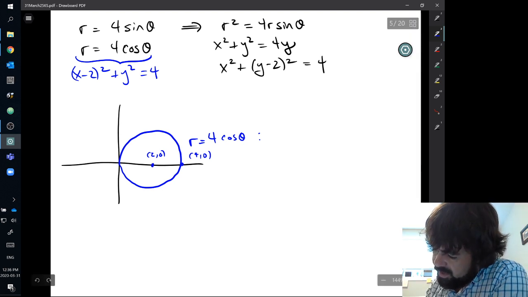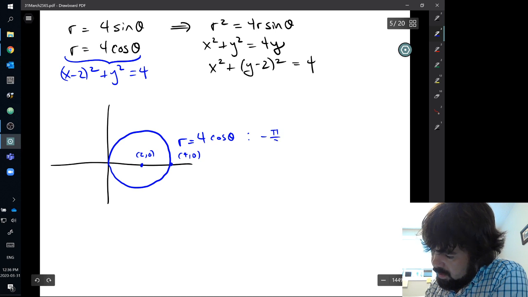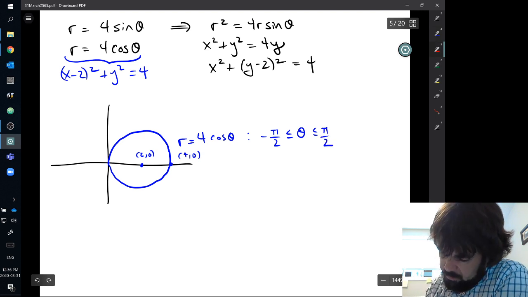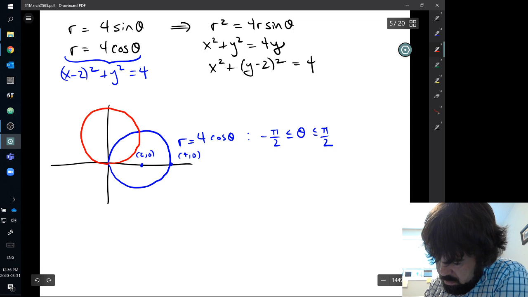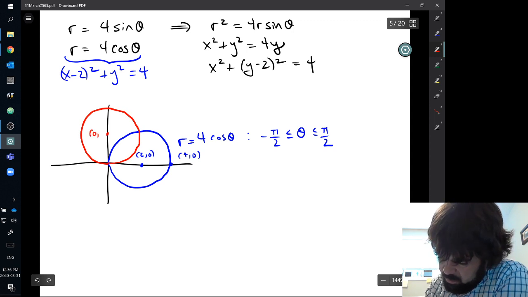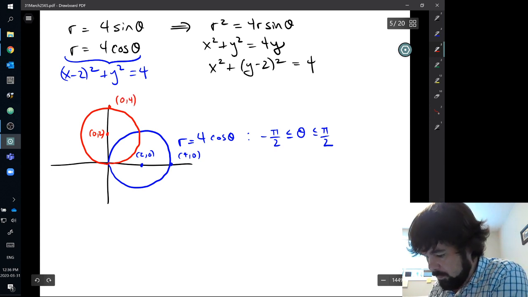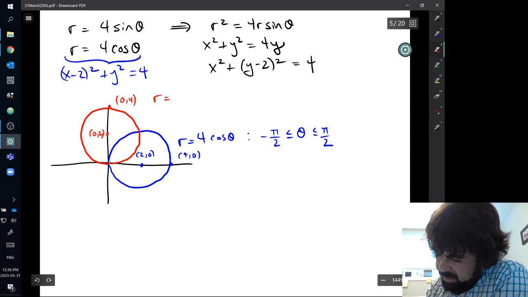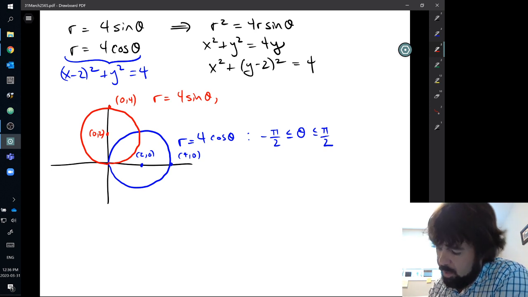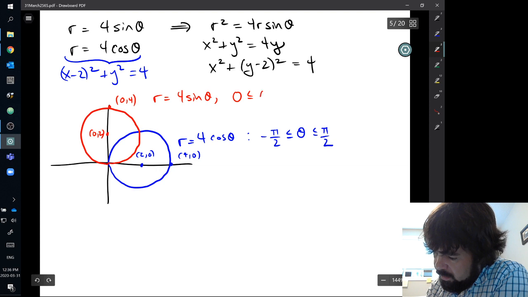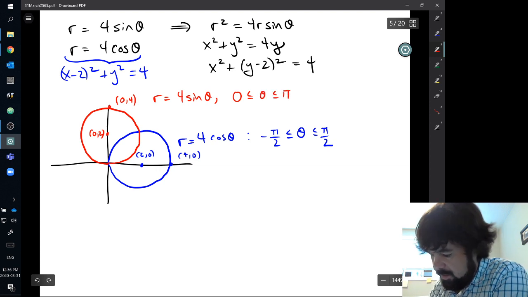The right range of values for theta here is to say that theta is between minus pi over 2 and pi over 2. Now the other circle is here. Center at 0, 2. Radius is 2, so up there is 0, 4. So that's R is 4 sine theta. That circle is in the first and second quadrants, so theta here goes between 0 and pi.